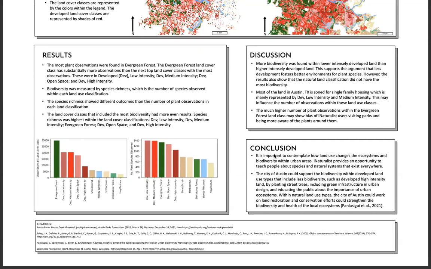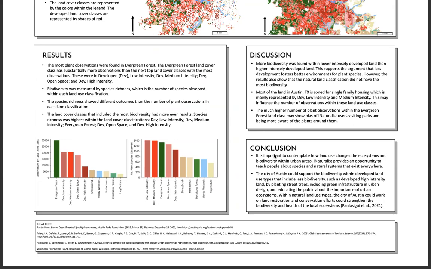The land cover classes with the most biodiversity were the developed low intensity, developed medium intensity, then the evergreen forest, developed open space, and developed high intensity. More biodiversity is found within the lower intensity developed land than higher intensity developed land, which supports my original hypothesis that less development creates a better environment for plants, more biodiversity of plant species. But the natural land classification did not have the most biodiversity.